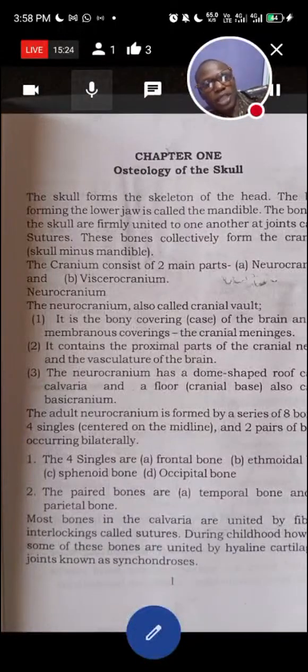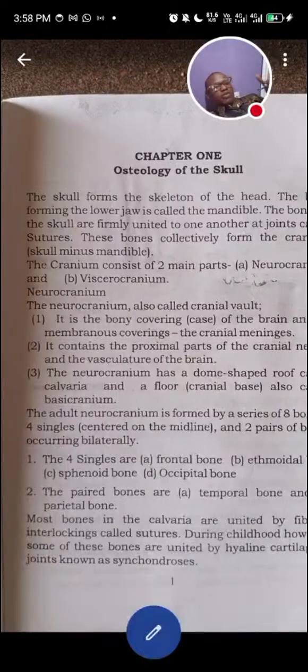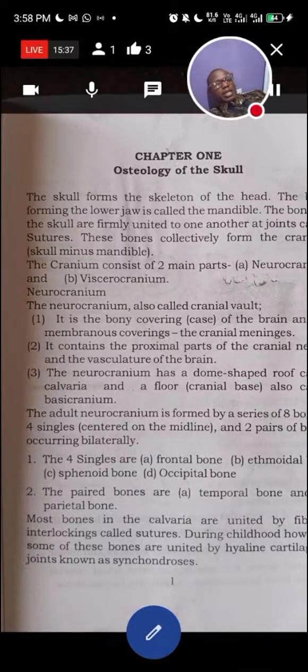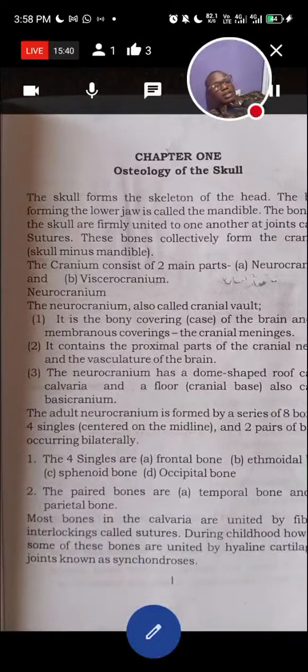Okay, in progress, we have here the bones of the brain. We have the three characteristics of the brain. The proximal part has the cranial nerve and the vasculature of the brain. And then the base. All right, the base. What does it contain? Look at it.